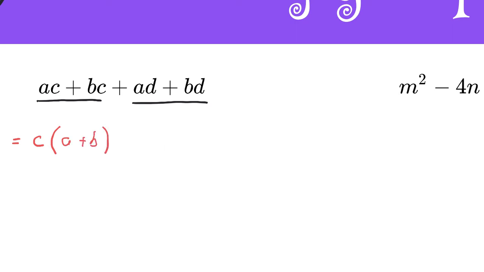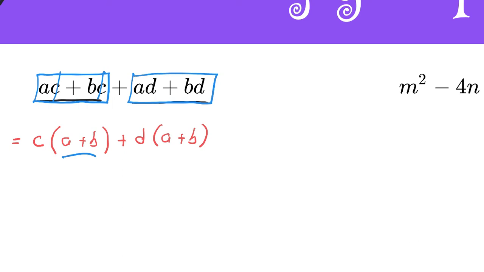Now turning our attention to the second set of 2 terms, you can see that D is common, and again you're left with A plus B. So in the first set, once you take C away, you're left with A plus B. In the second set, once you take the D away, again you're left with A plus B.